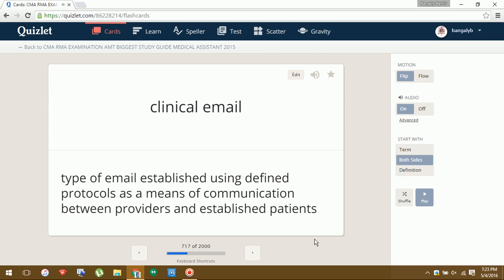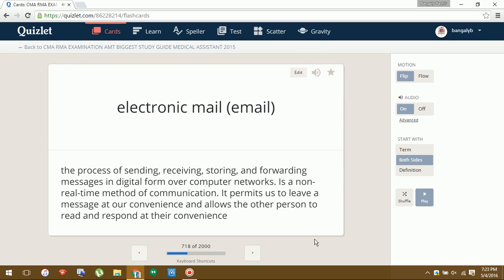Clinical email: type of email established using defined protocols as a means of communication between providers and established patients. Electronic mail: the process of sending, receiving, storing, and forwarding messages in digital form over computer networks is a non-real-time method of communication. It permits us to leave a message at our convenience and allows the other person to read and respond at their convenience.